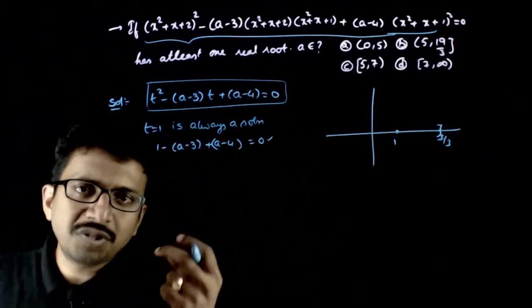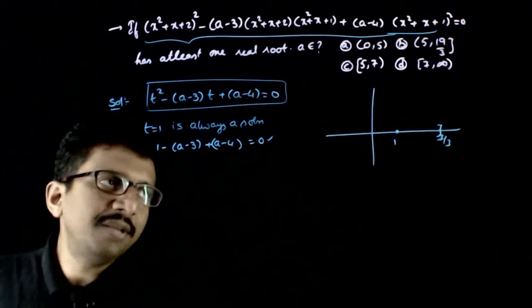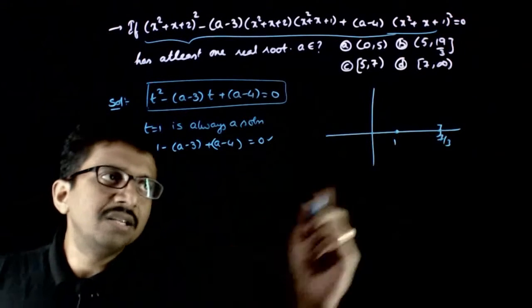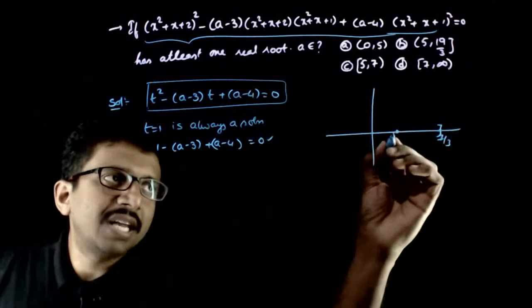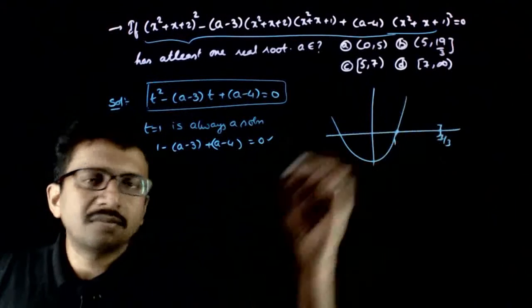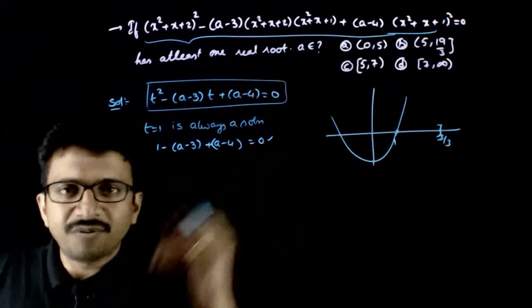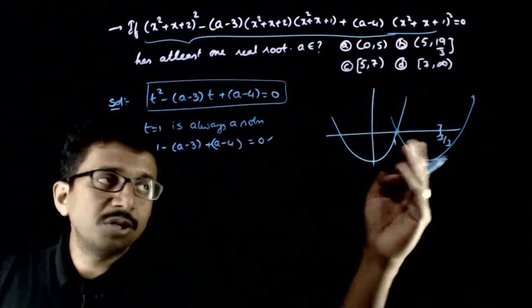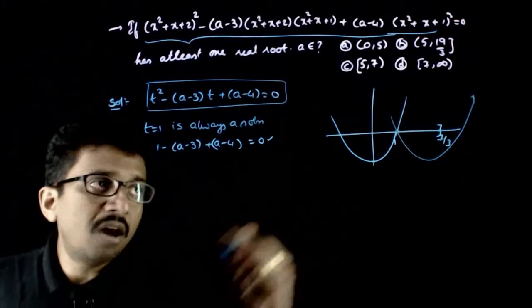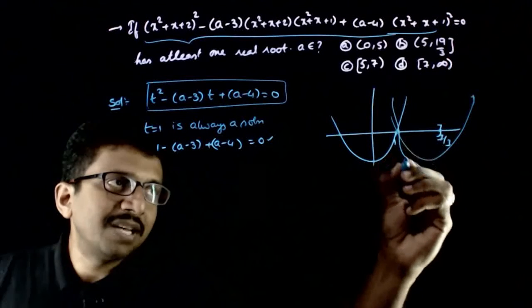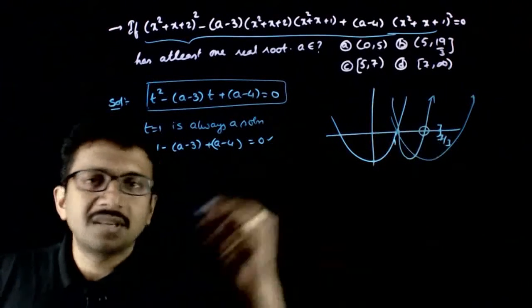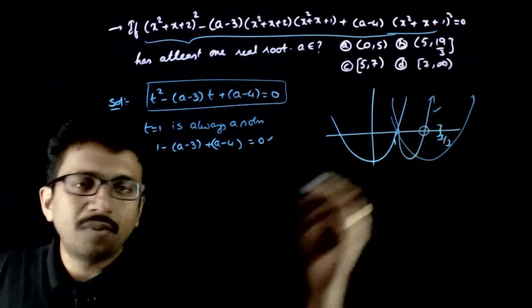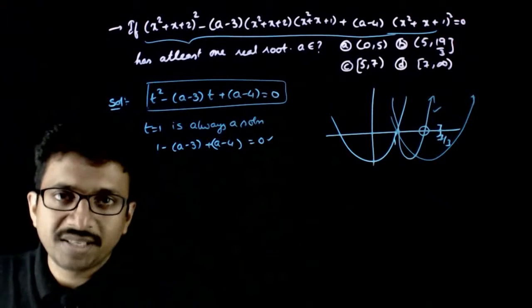Now the other solution which you have, the second solution, has to be less than 7 by 3. So if 1 is a solution, the graph can look like this. The other solution might lie before 1, or the graph might lie like this, the other solution might lie after 7 by 3, or the graph might lie something like this, where one root comes between 1 and 7 by 3. So this is the case that I want. At least one root has to lie between 1 and 7 by 3.